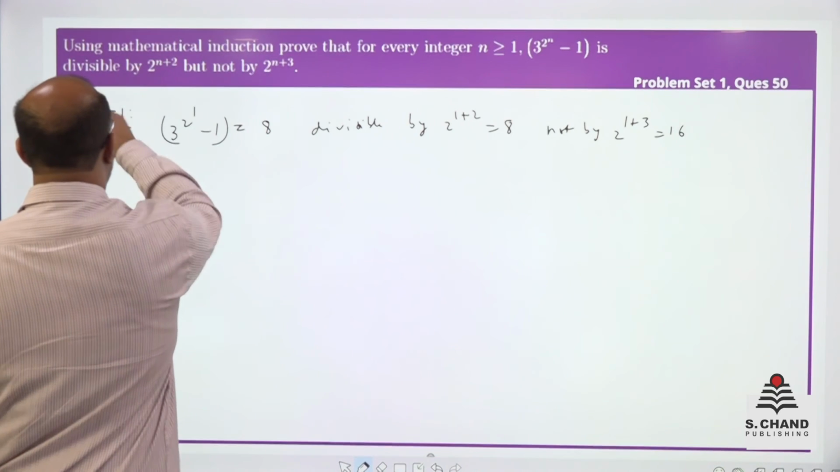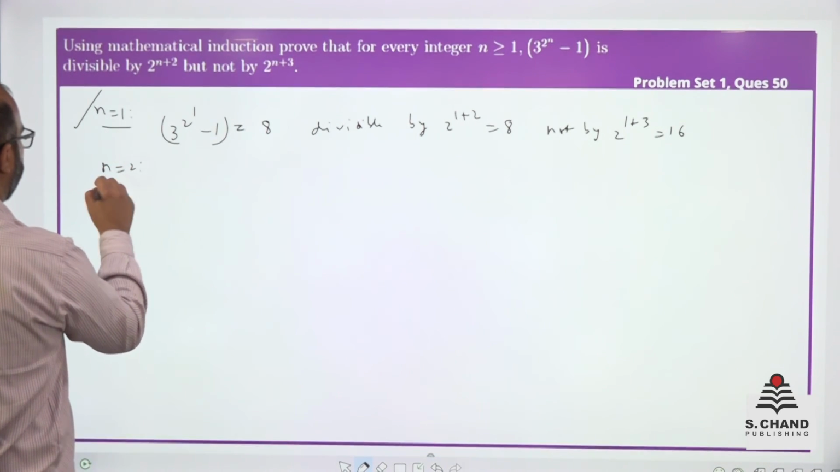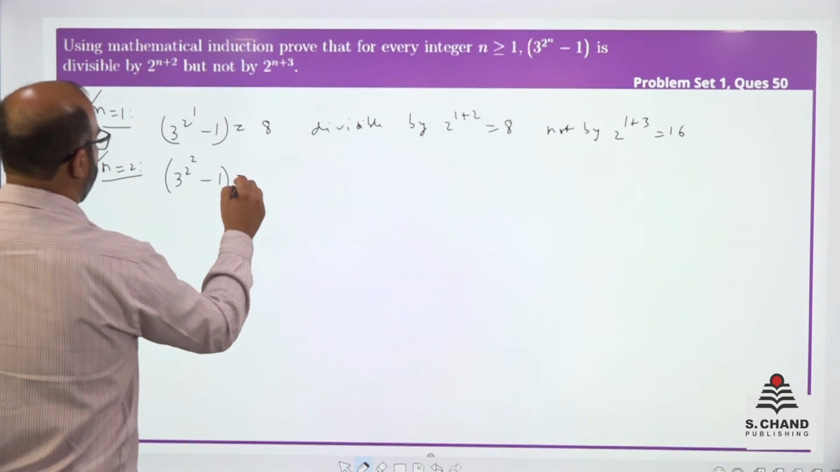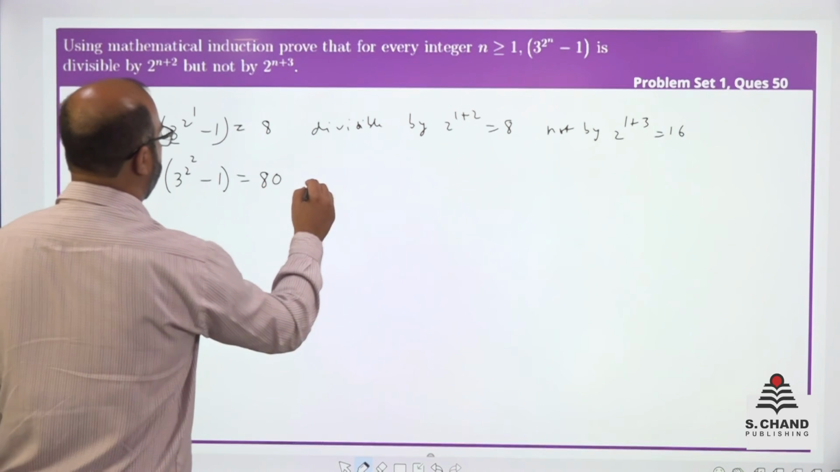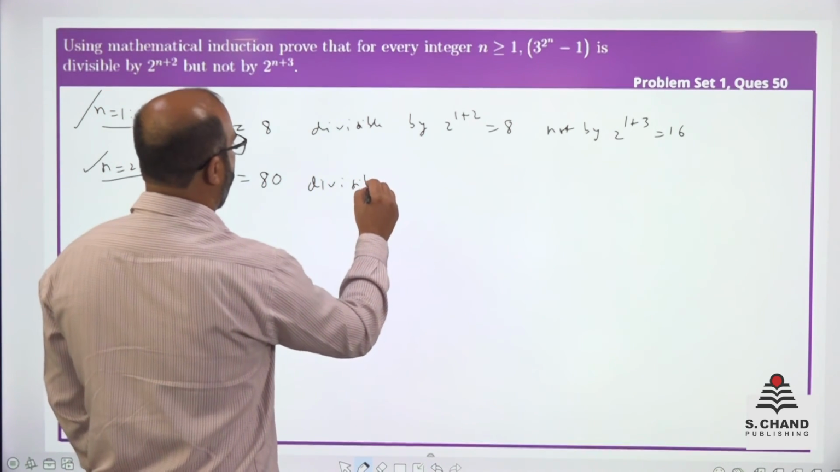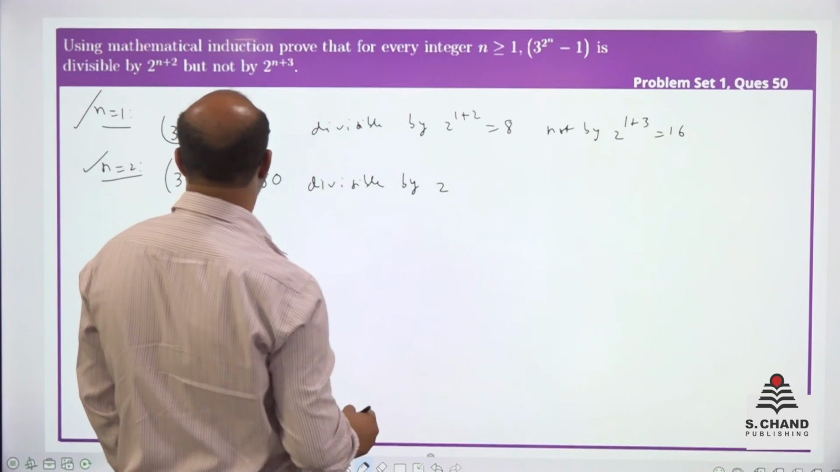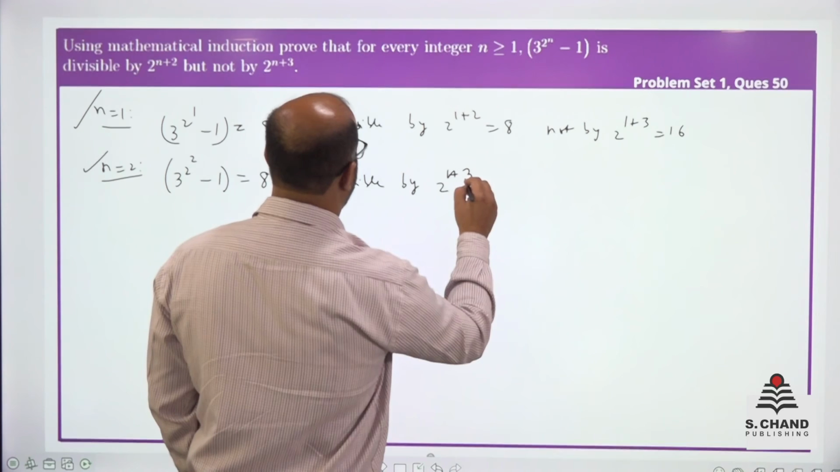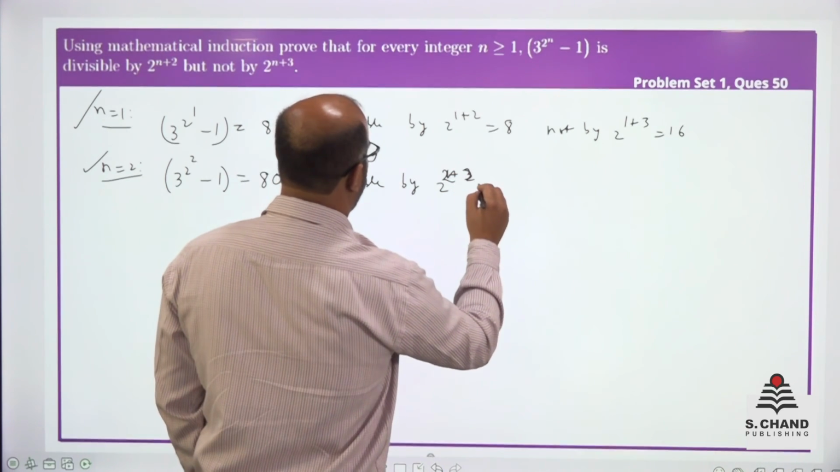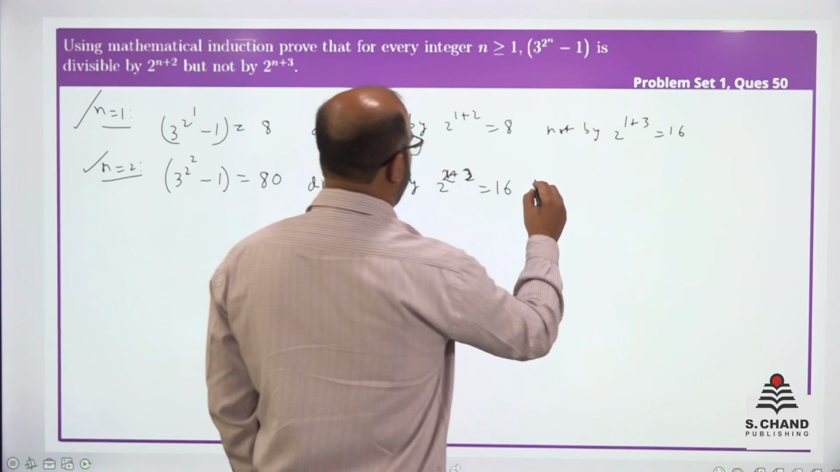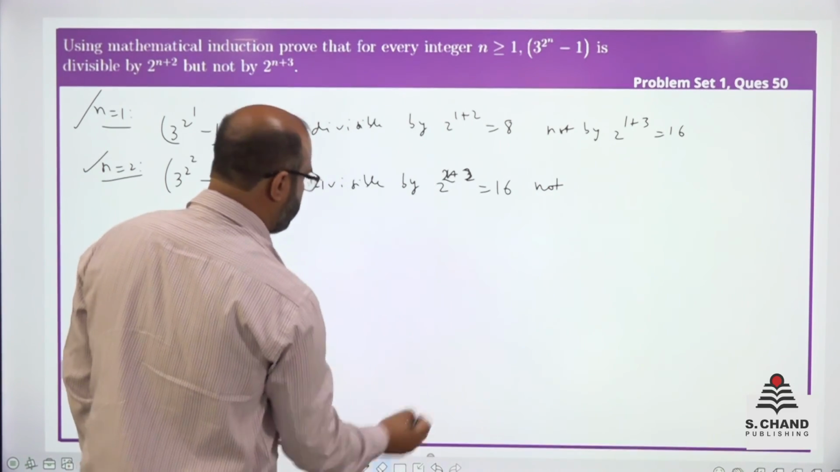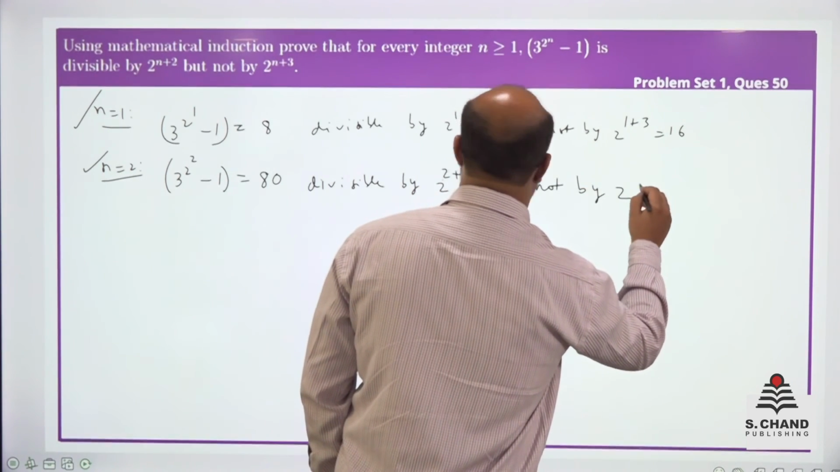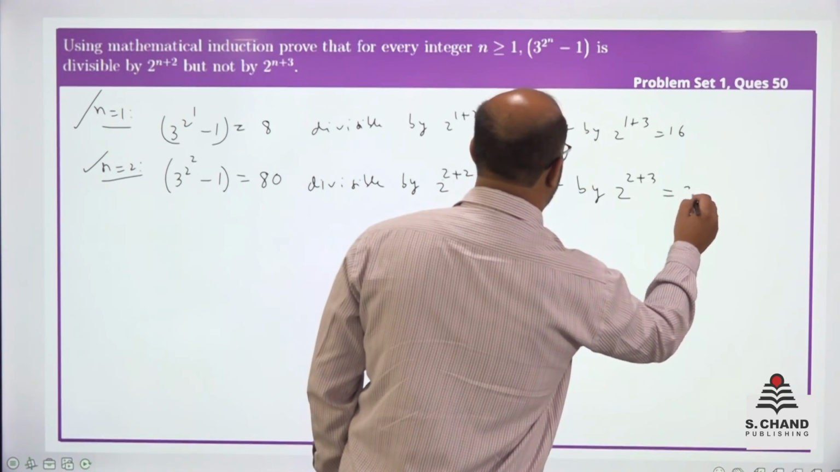Okay, true. For n is equal to 2 also let us check for the safe side. 3 to the power 2 to the power 2 minus 1. So it will be 80, divisible by 2 to the power 2 plus 2, that is 16, not by 2 to the power 2 plus 3, that is 32.